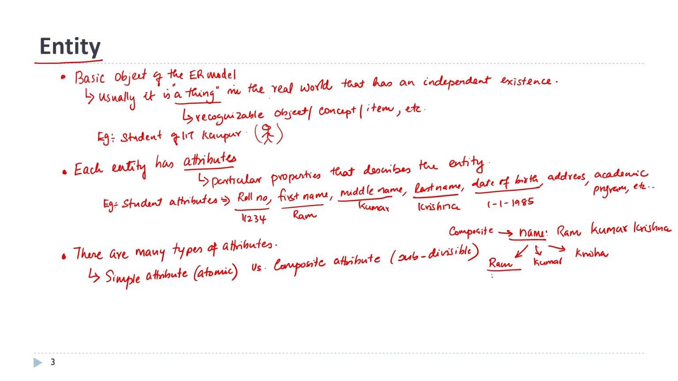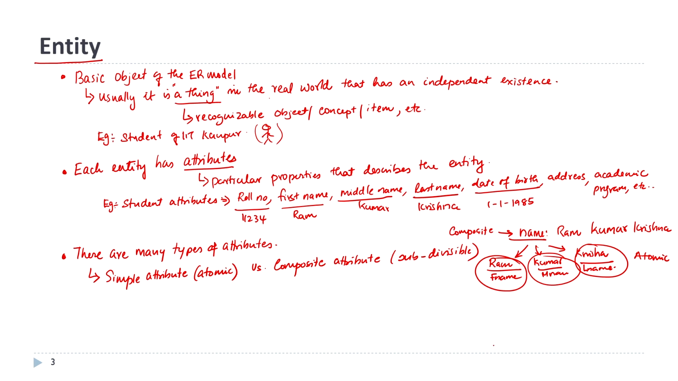So, this is your first name, middle name, last name. Now these three are atomic attributes. They are atomic because you cannot further subdivide them.